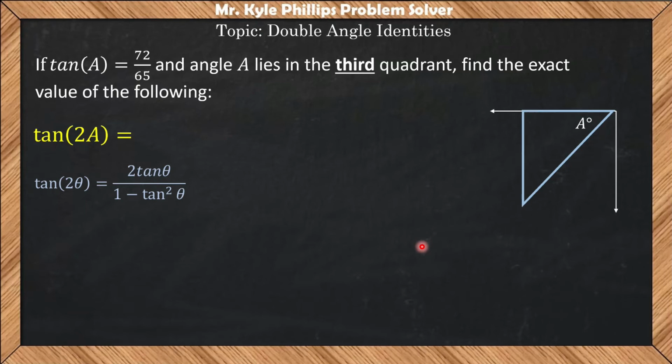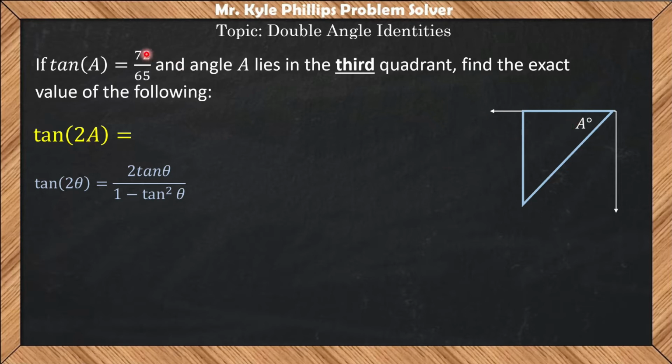Hey everybody! So in this video we're going to be working with double angle identities involving tangent. So this problem says if tangent of A is 72 over 65 and angle A lies in the third quadrant, find the exact value of the following. So they want us to find the exact value of tangent of twice the size of this angle.